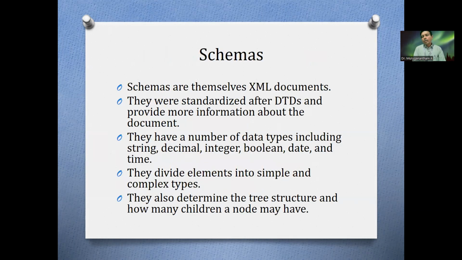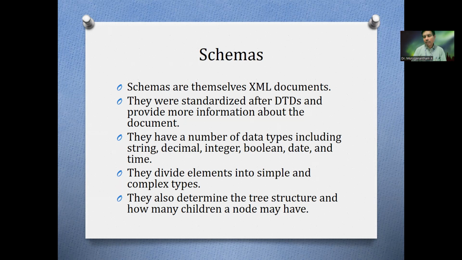But here, when you use document type definitions, we can create only two types of data. One is called PCDATA, another one is called CDATA. That's why they have come up with an alternate mechanism called XML Schema. Using this XML Schema, we can create different types of data. That is the biggest advantage when you use XML Schema.